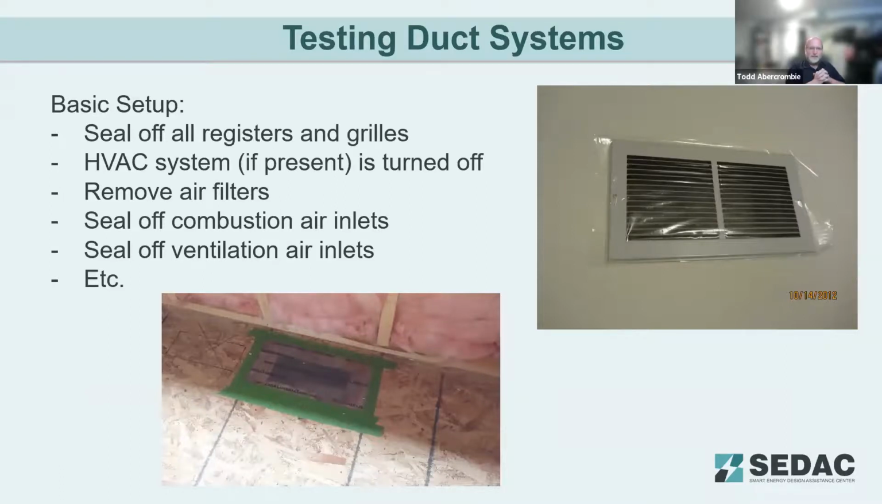Basic setup when testing a duct system, again, seal off all of the registers and grills. The HVAC system, if present, should be turned off. Any air filters are removed for the test. Seal off any combustion air inlets and ventilation air inlets, etc., before turning on the test. The lower left picture is a test done at the rough-in stage. Obviously, you've got the boot coming through the subfloor there, and there's just tape over the surface area there. On the upper right is an example of testing when drywall has been installed already.